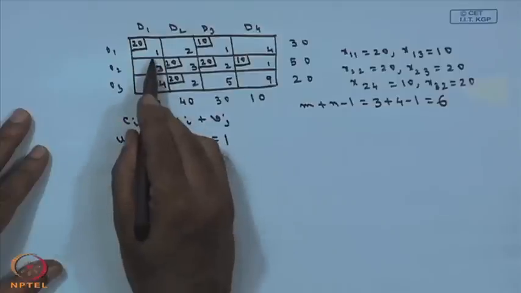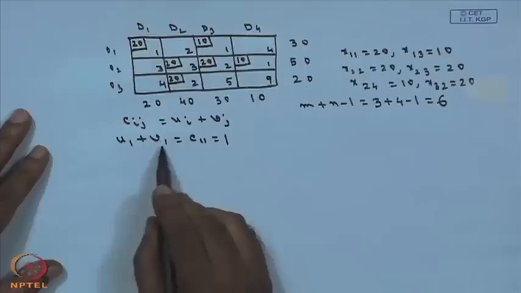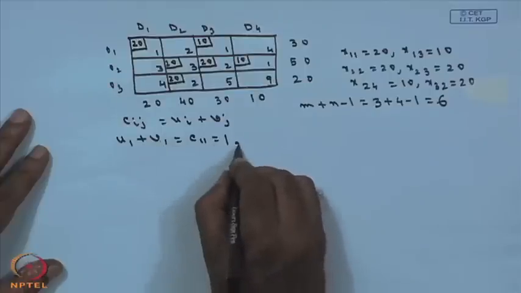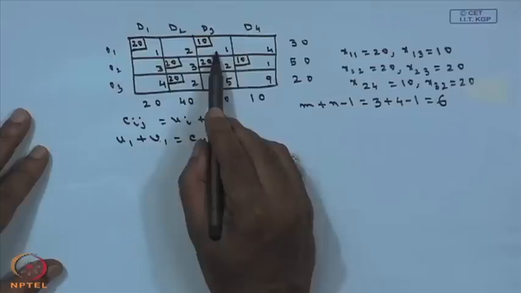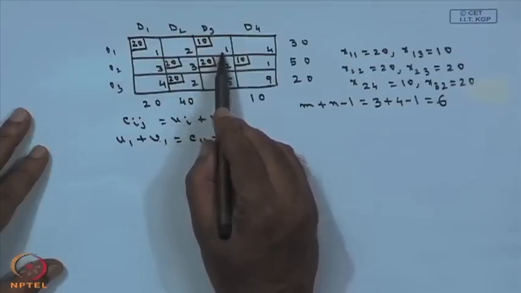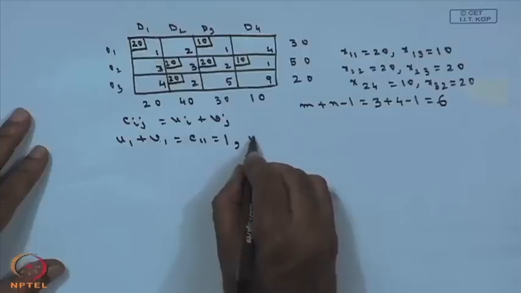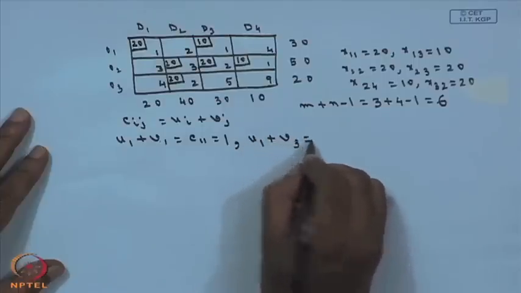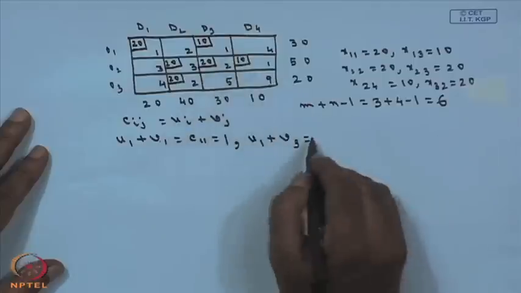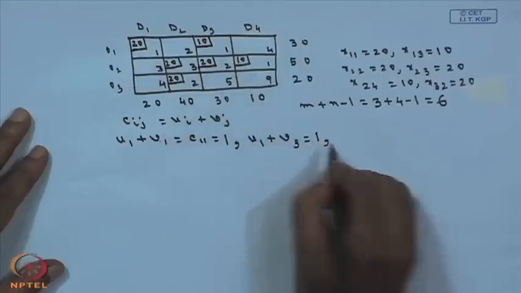Value of C11 is 1. So, first equation is U1 plus V1 equals 1. The next one is 1 3, that is the cell 1 comma 3. So, here i is 1 and j is 3. Therefore, U1 plus V3 equals again the cost C13, which is 1.